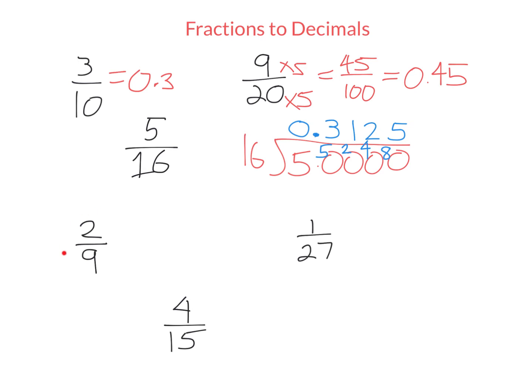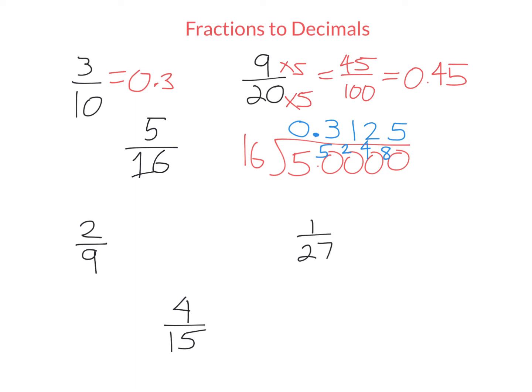If I wanted to make this an equivalent fraction whose denominator was a power of 10, I would have no luck. There's no way I can do that. 9 doesn't go into 10, doesn't go into 100, doesn't go into 1,000, 10,000, a million. There is no power of 10 divisible by 9. So I'm going to have to use the short division algorithm.